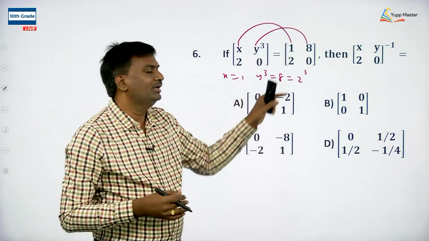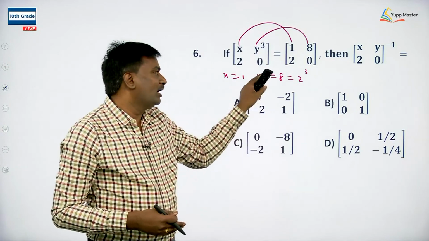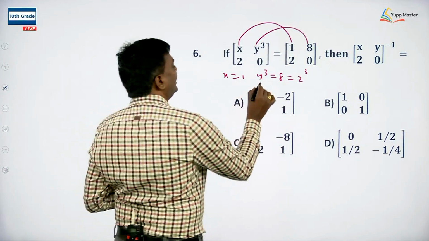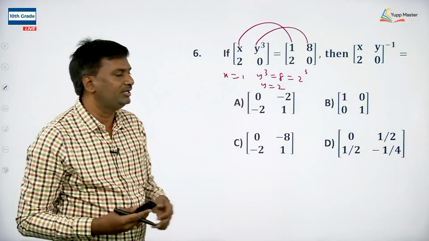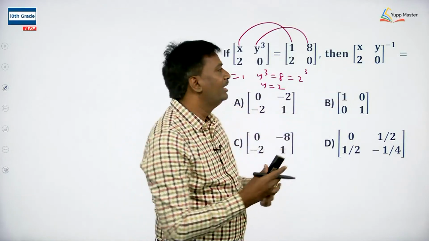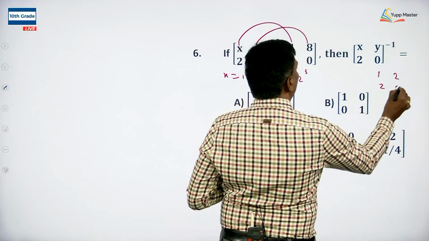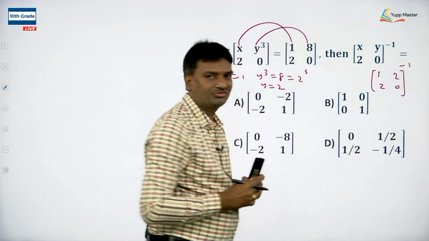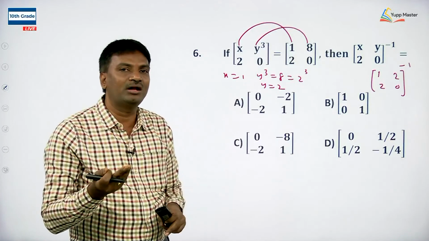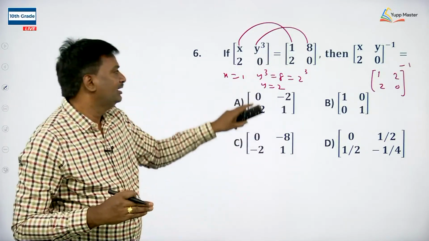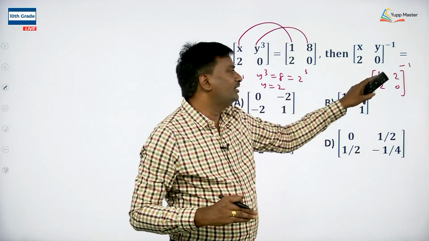Y cube equal to 2 cube. Here, by comparing on both sides, the powers are the same. So by comparing the bases, we get y equal to 2. Here the value of x is 1 and the value of y is 2. By substituting these values, you will get the inverse of the matrix 1, 2, 2, 0. So we have gotten the values of x and y by comparing the corresponding elements on both sides of these two matrices, x equal to 1 and y equal to 2. By substituting these values, we got 1, 2, 2, 0 inverse.